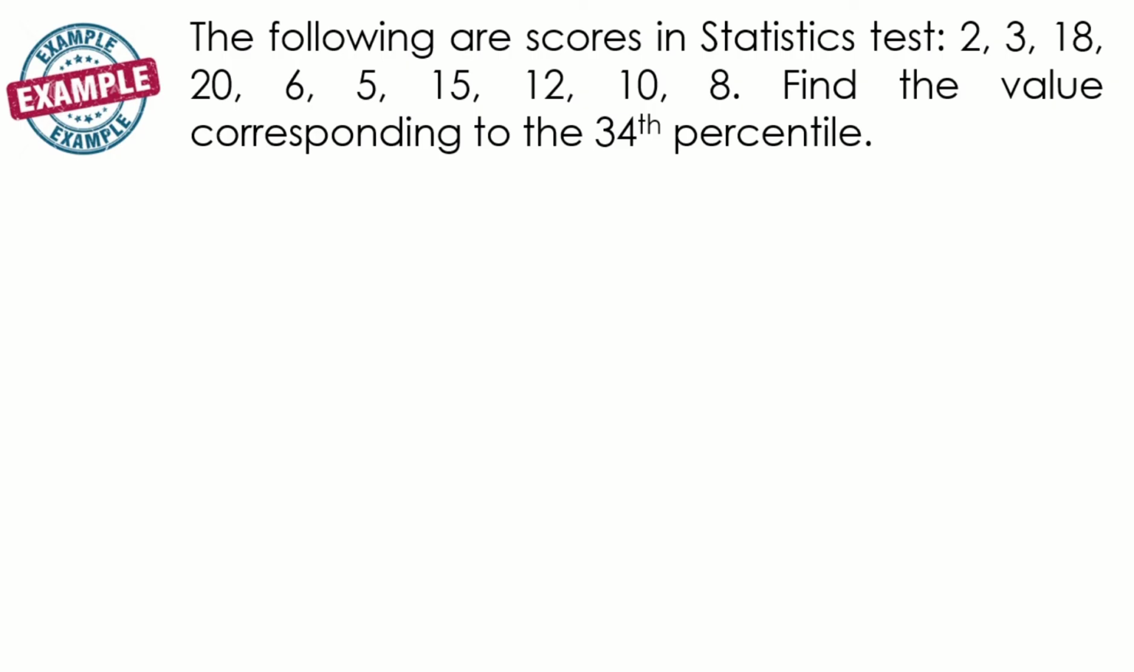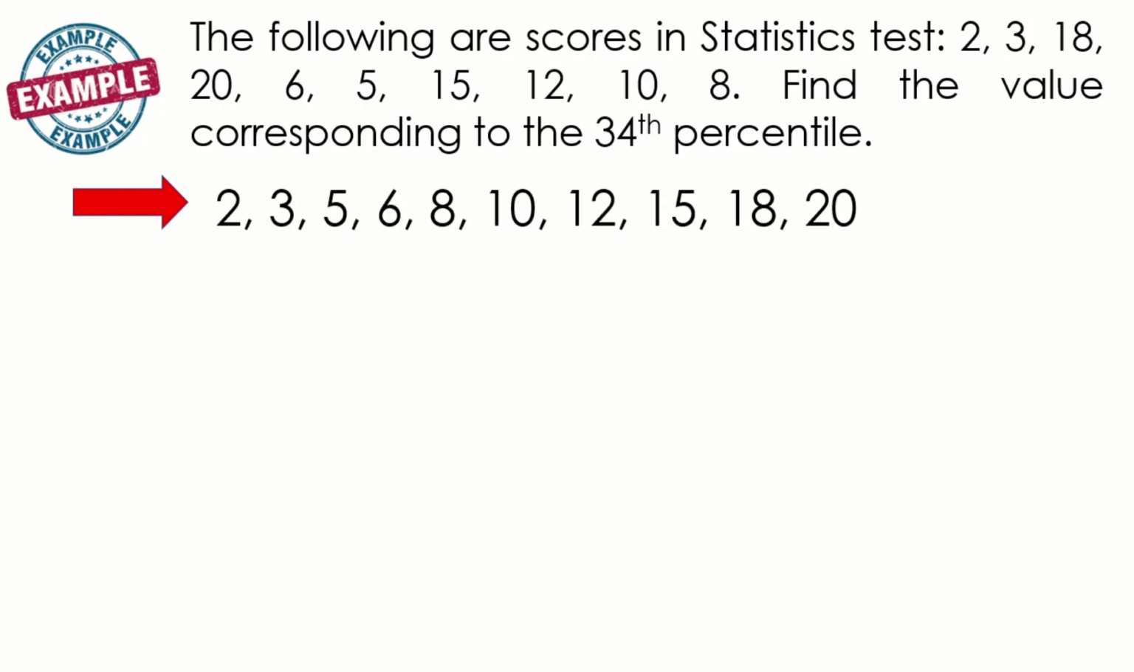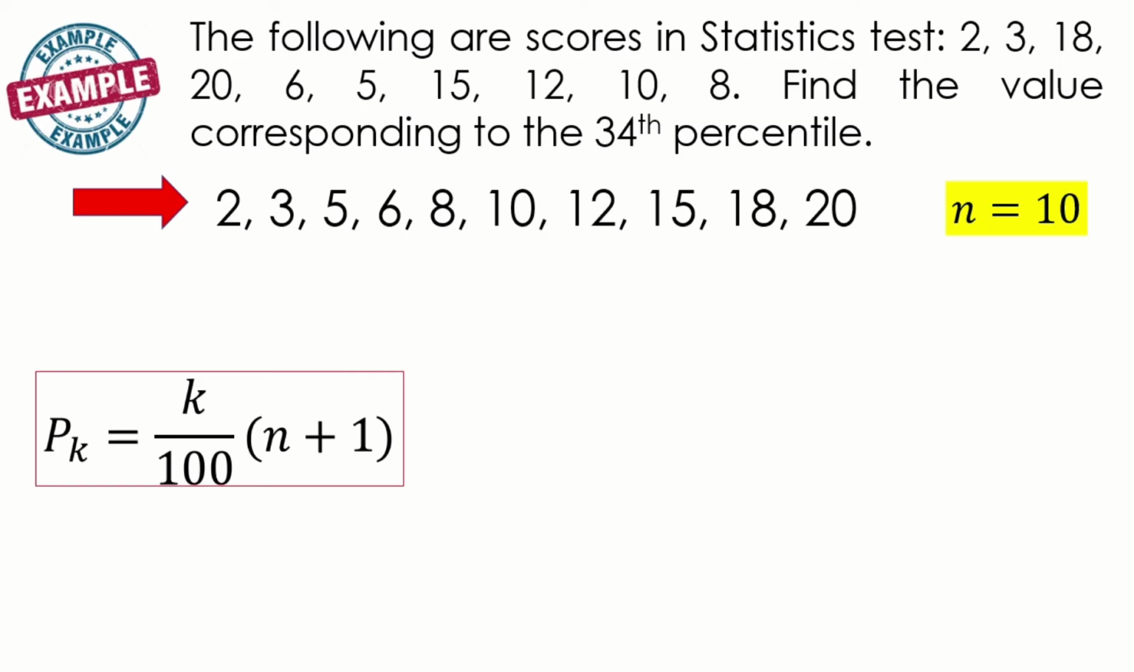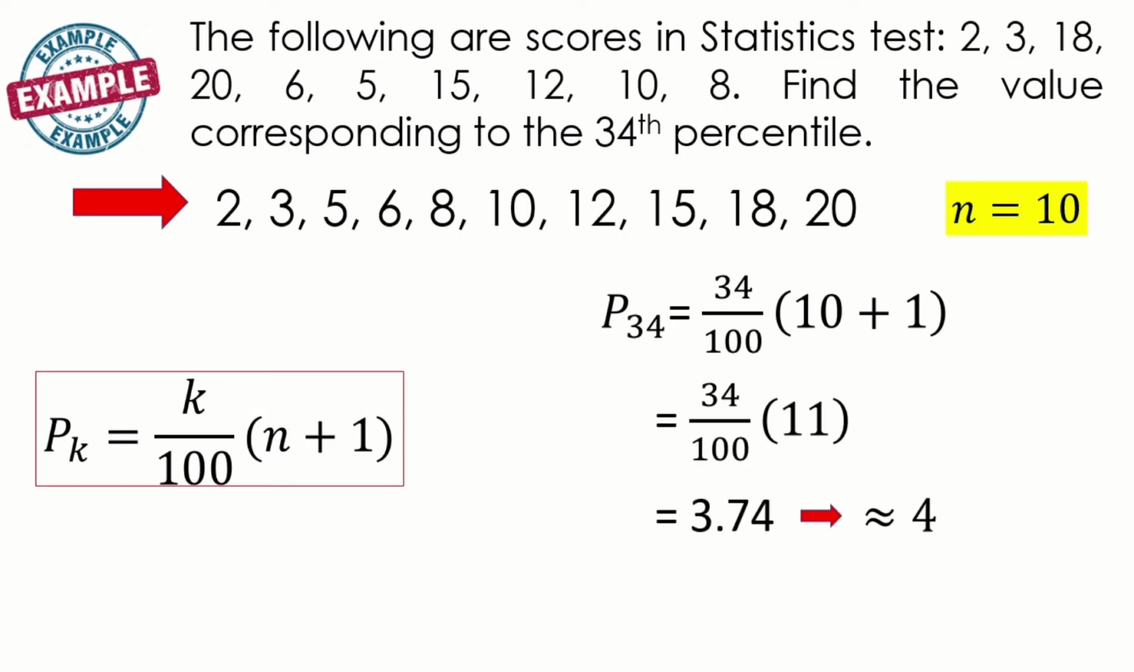For example, the following are scores in statistics tests: 2, 3, 18, 20, 6, 5, 15, 12, 10, and 8. Find the value corresponding to the 34th percentile. Paulit-ulit kong sinasabi, kailangan i-arrange muna ang given na dataset. So, yung n natin is 10. Gamit yung formula na yan, hahanapin natin dito sa given natin kung alin dyan ang pang 34th percentile. Using the formula, 34 over 100 times 11, the answer is 3.74 or 4.